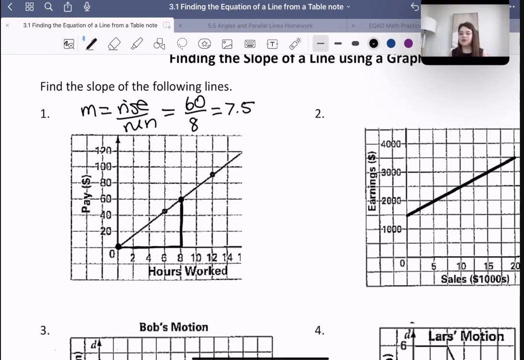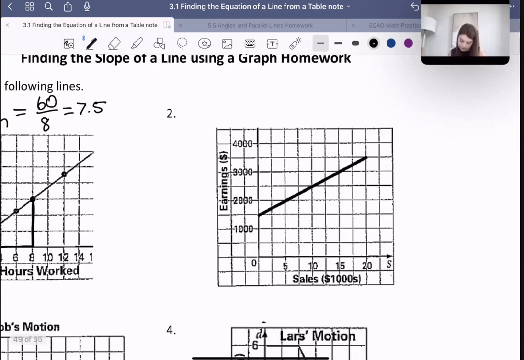Because for every hour worked, we make another $7.50, which this must be old because that's not a lot of money these days. That's less than half a minimum wage. Anyway, let's move on to number 2.